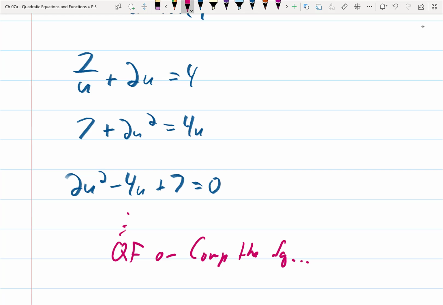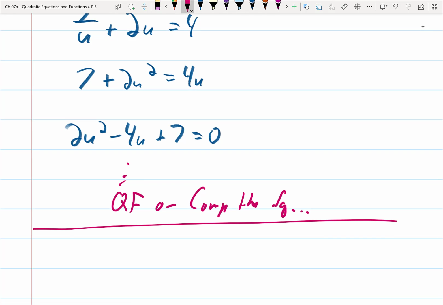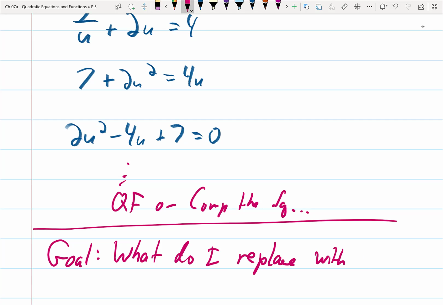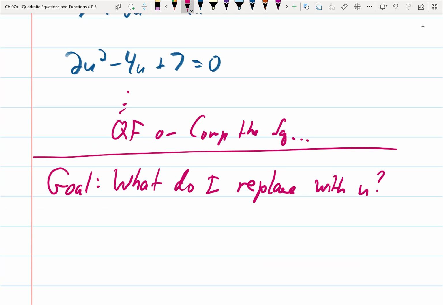I'm going to leave this here because this is also not the problem I want to do right now. I want to show you where you can use U-substitutions. The goal of today is to decide what do I replace with u? That way, if I replace the right thing, I get something that looks like au squared plus bu plus c equals 0, something you know how to work with.